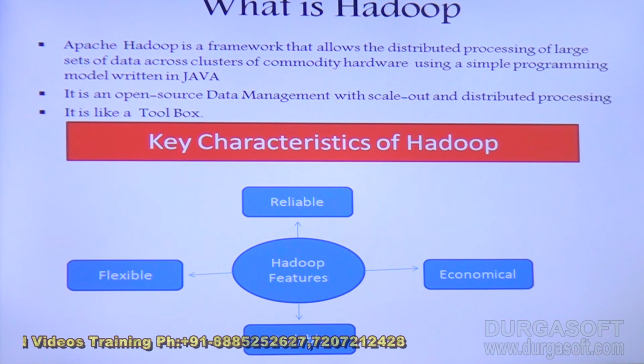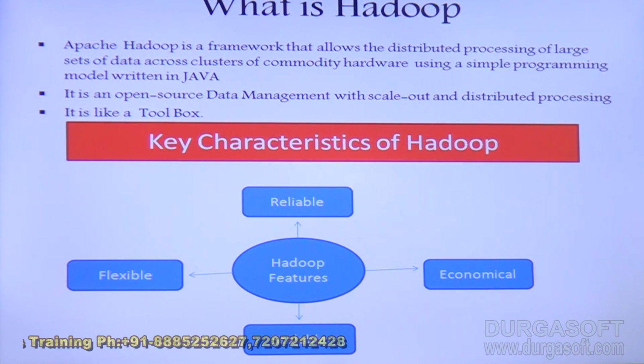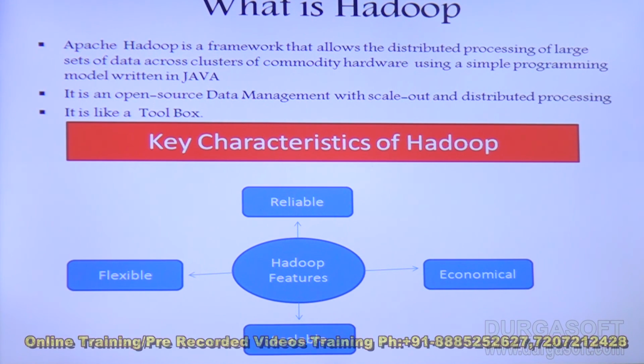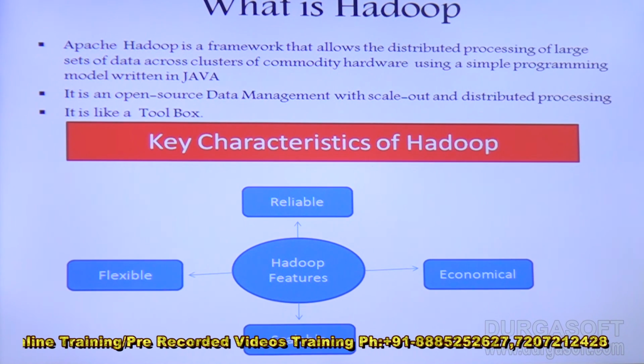Now, scalability: it can be installed on any number of nodes in a cluster. It can be a 3000 node cluster, a 100 node cluster, or a 10 node cluster. The scalability is very much there in Hadoop, and it is also very flexible. It can be read, it can be stored, and not only storage, we can also do some processing. So these are the key characteristics of Hadoop: Hadoop is reliable, economical, scalable, and also flexible.